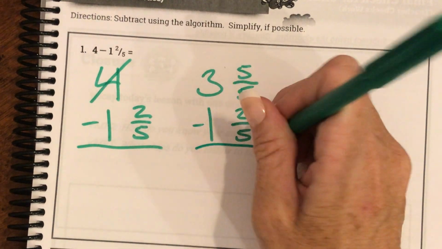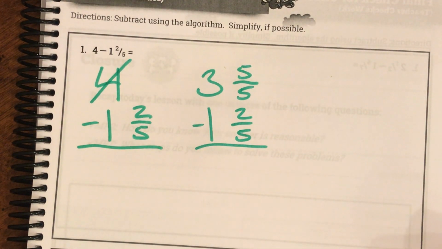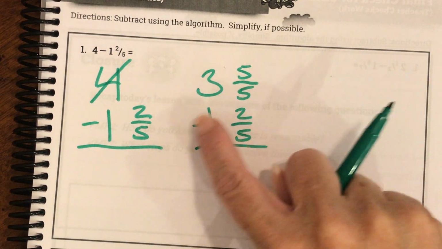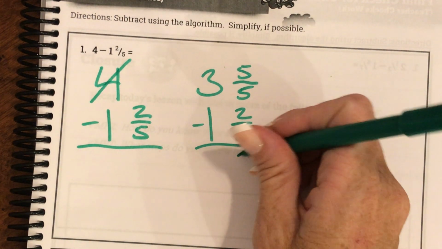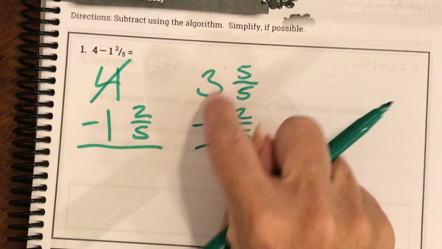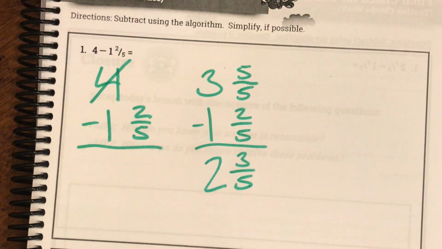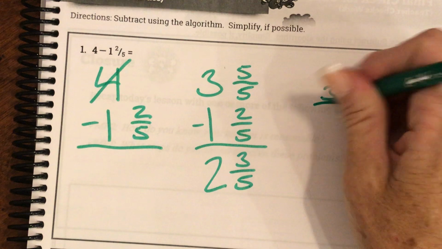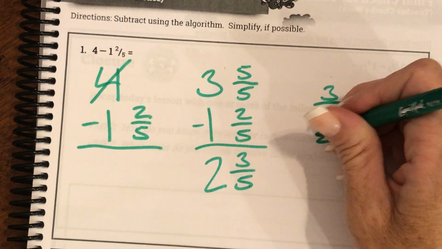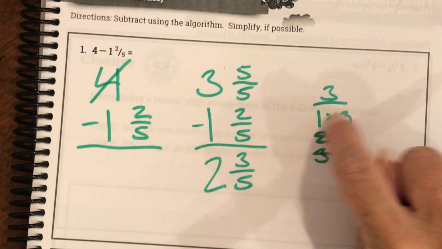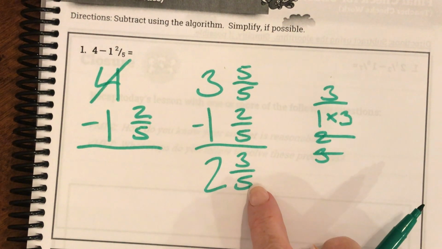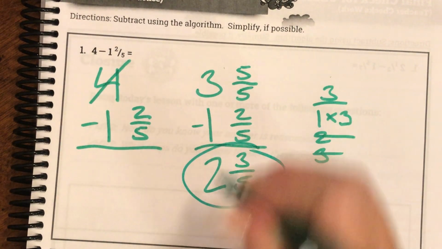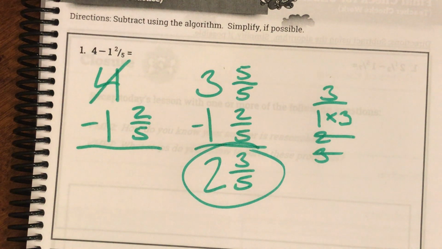So notice this one I had less steps because it was a whole number. So 5/5 take away 2/5 is 3/5. 3 take away 1 is 2. And then my final step is to simplify. Well, 3 is a prime number, which means if I did the factor table, the only factors of 3 are 1 and 3. 3 is not a factor of 5, so that means it's simplified.